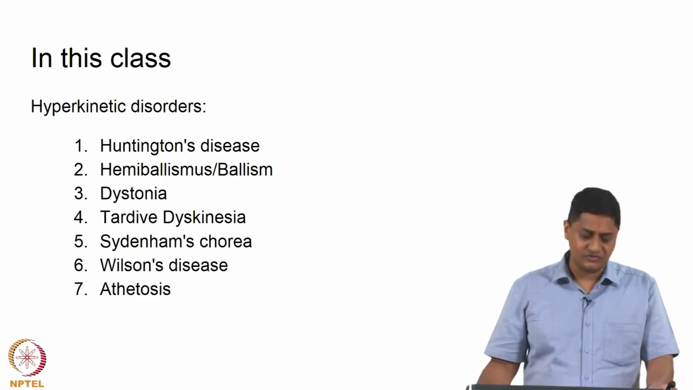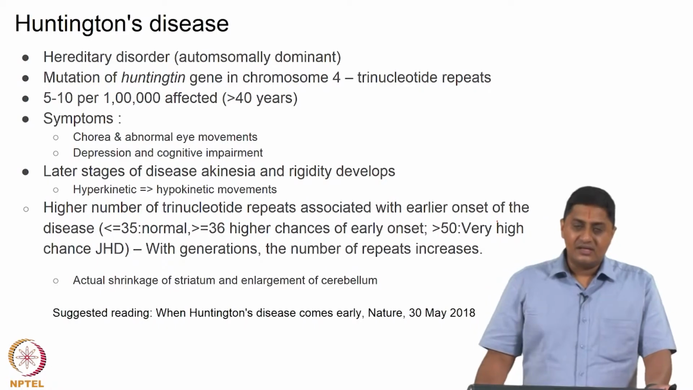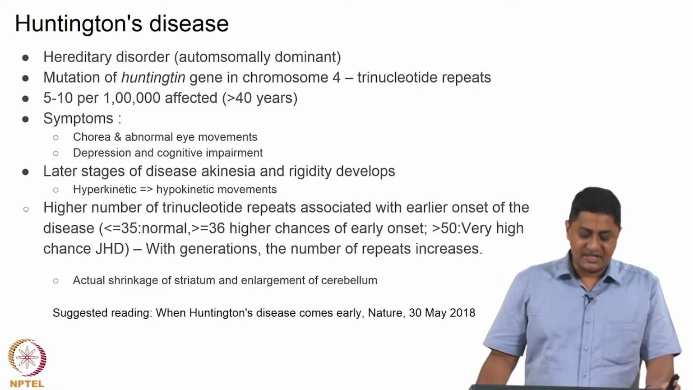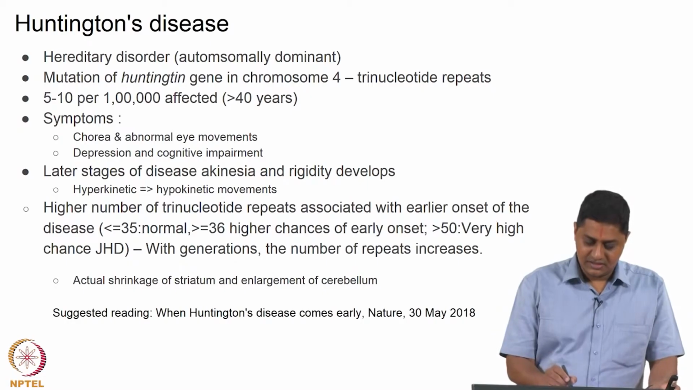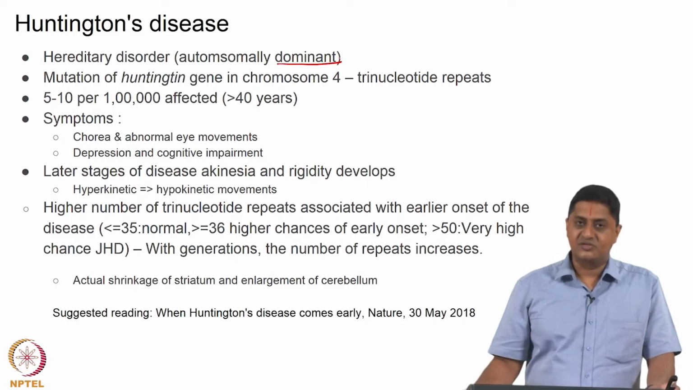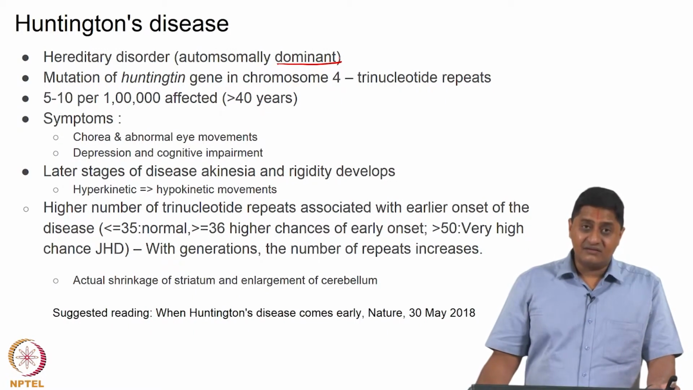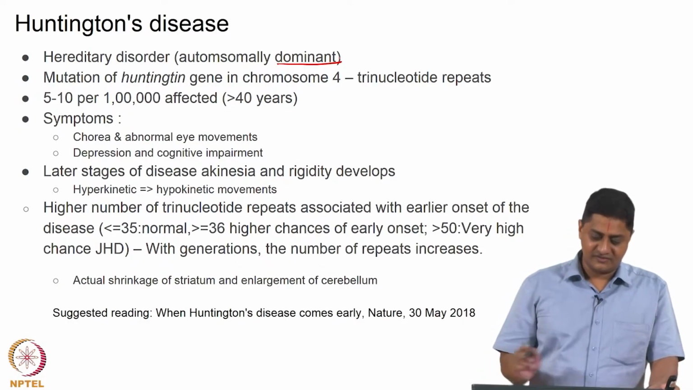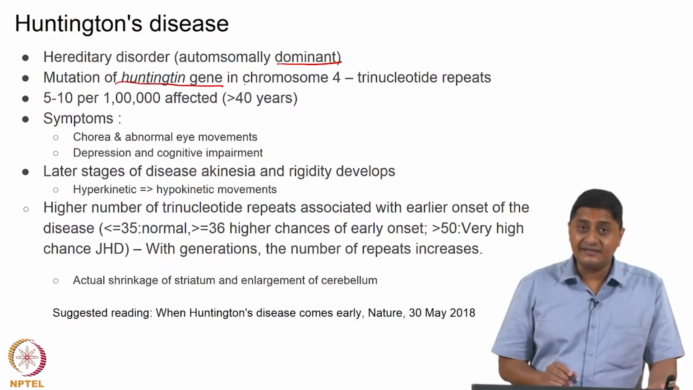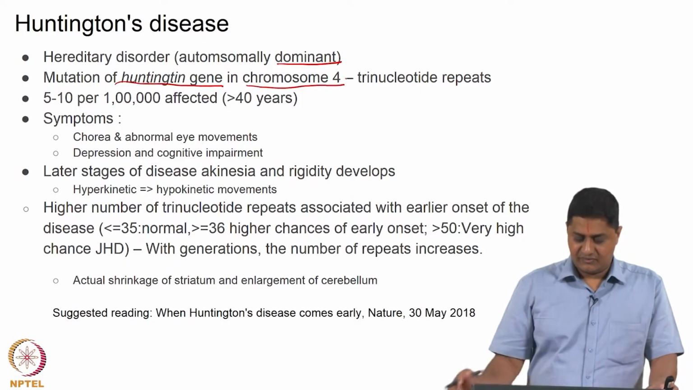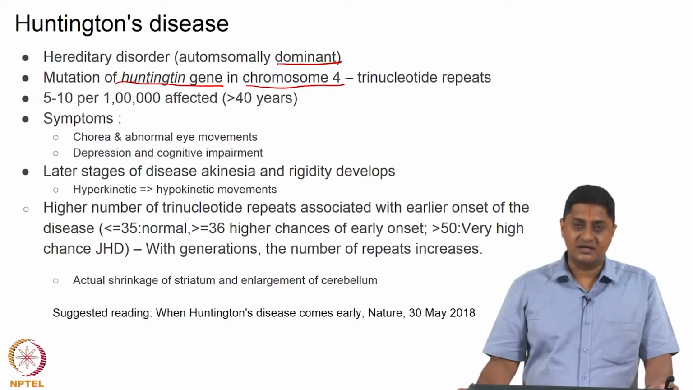disease and athetosis. Huntington's disease is a genetic disorder, a hereditary disorder, and is autosomally dominant. That means if one of the parents has the disease, the child has a 50% chance of getting this disease. Fortunately, the gene responsible for causing this disease has been identified. This is the mutation of the Huntington gene in chromosome 4 that causes a higher number of trinucleotide repeats.